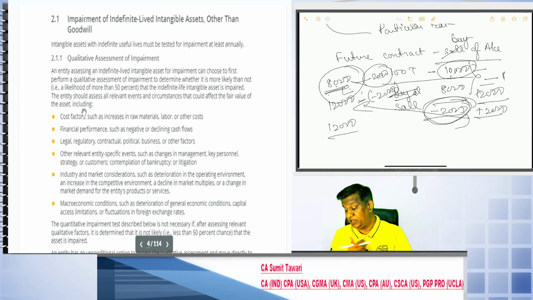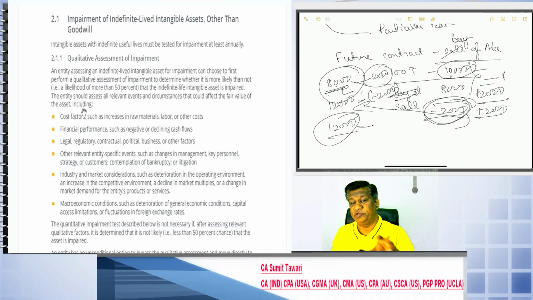If the rate is 12,000, you need to buy the physical quantity for your manufacturing process. But here in the market you can buy at 10,000 and sell immediately at 12,000. So you are able to get a profit of 2,000.